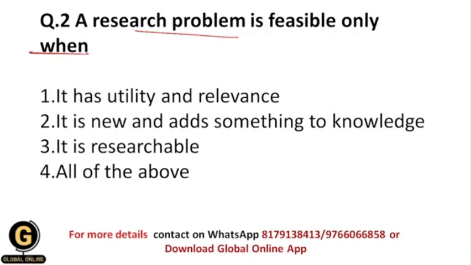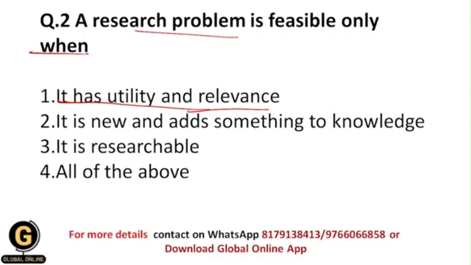It has utility and relevance. It means that the research problem should have a utility. It means that it should be useful for our future generation. Okay, it should have relevance. It means that the research problem should have relevance to the problems within the society. Whatever problems there are within the society, these problems should be our research problem.